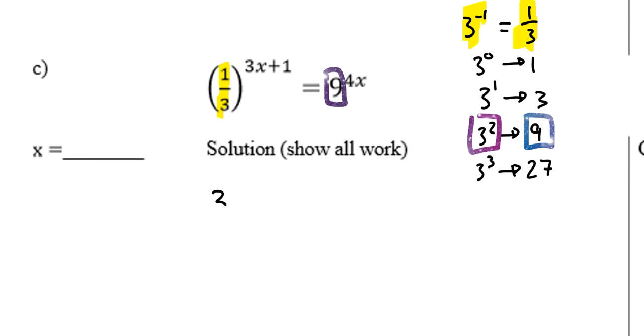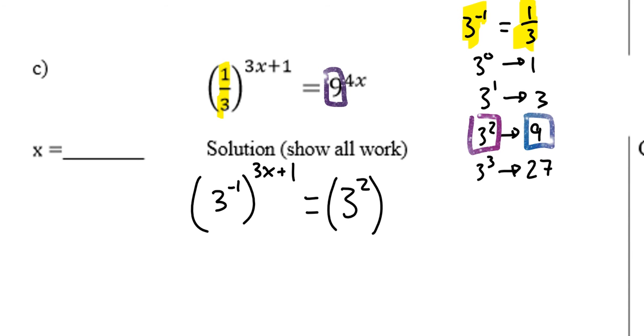1/3 again is 3 to the negative first power, and then I'm just raising that to the 3x plus 1. So again, all I've done is I've replaced 1/3 with 3 to the negative 1, and I can do that because they are totally the same. They're equivalent to each other. On the other side, I'm going to write 9 as 3 squared, and that's totally okay too, because 9 is 3 squared, but I need to raise that to the 4x power.